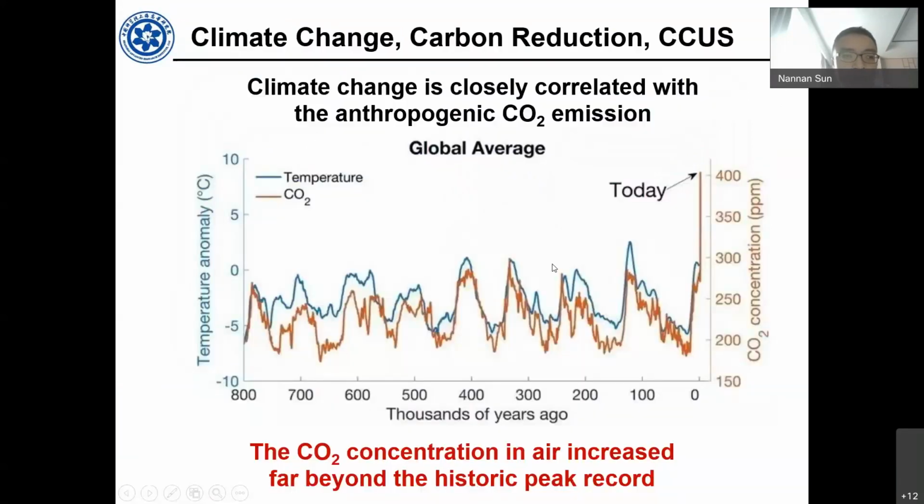Okay, so climate change is the major issue currently. There's definitely a relationship between climate change and anthropogenic CO2 emission. As you can see from this figure, there's the same oscillation of global temperature and CO2 concentration in the atmosphere. But if you take a look at recent years, we can see that the CO2 concentration in the air has actually increased far beyond the historic peak record.